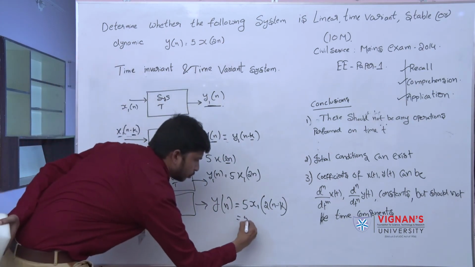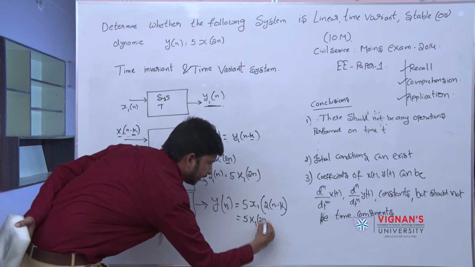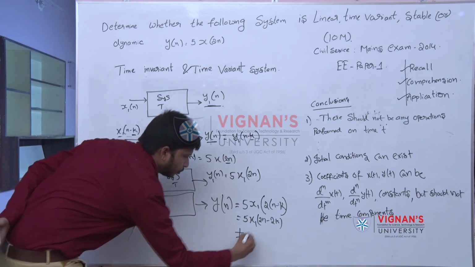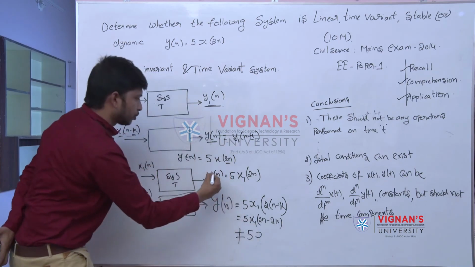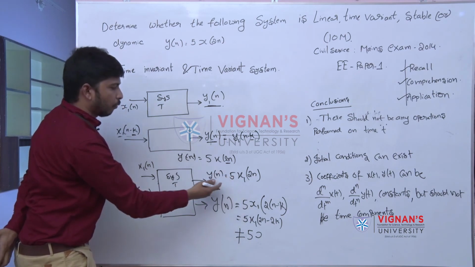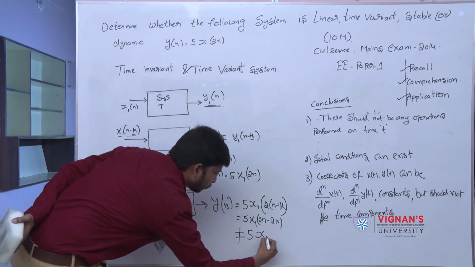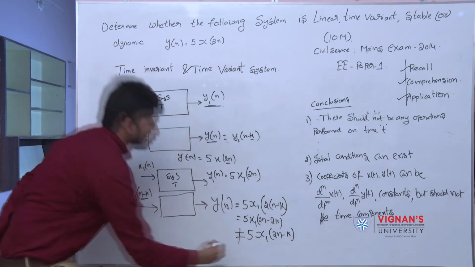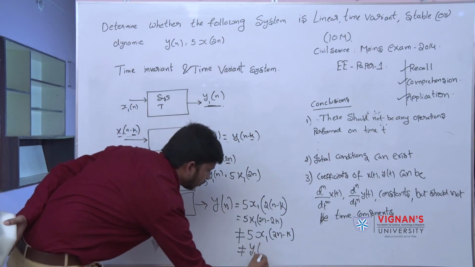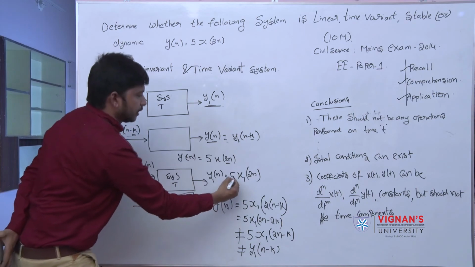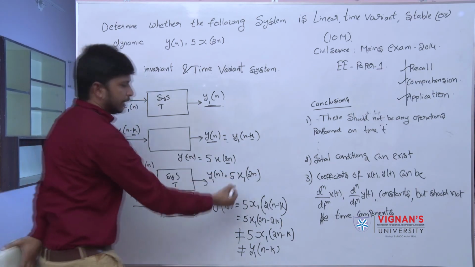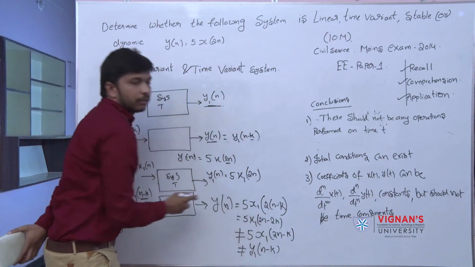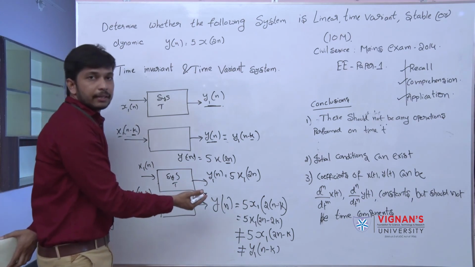So, this is equal to 5 into x1 of 2n minus 2k, which is not equivalent to y of n minus k. What is y of n minus k here? It is 5 into x1 of 2n minus k. y of n is 5 into x of 2n, and y of n minus k is 5 into x of 2n minus k. So, these two are not equal. So, the system is a time variant system.